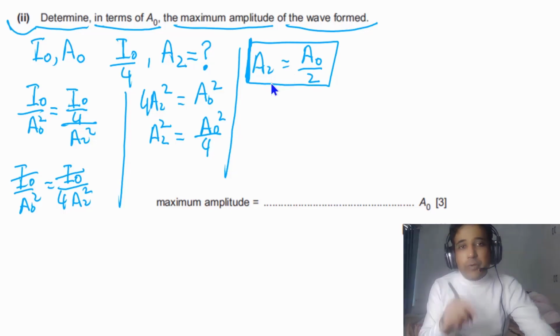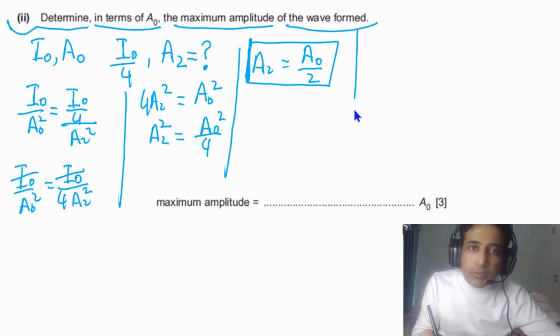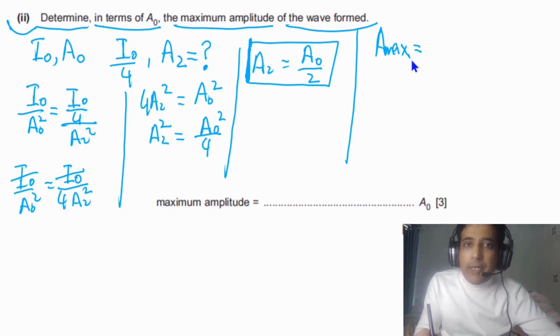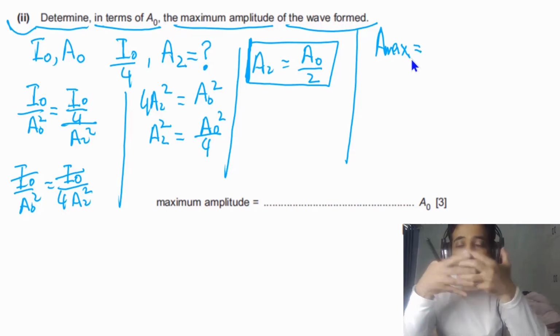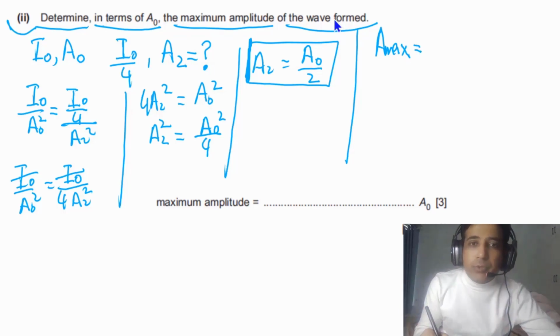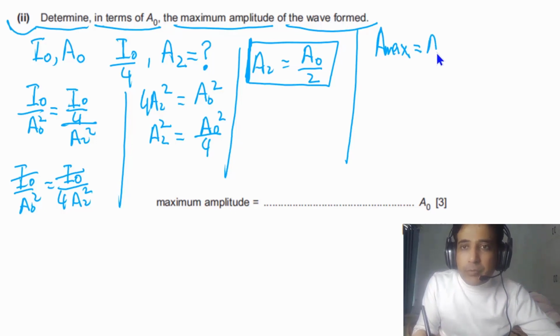But the question is asking us to calculate the maximum amplitude. In this case, we have two waves, so we can calculate A max. Maximum amplitude is when the waves interfere constructively. So simply you need to add their amplitudes. So we have A naught plus A naught by 2.